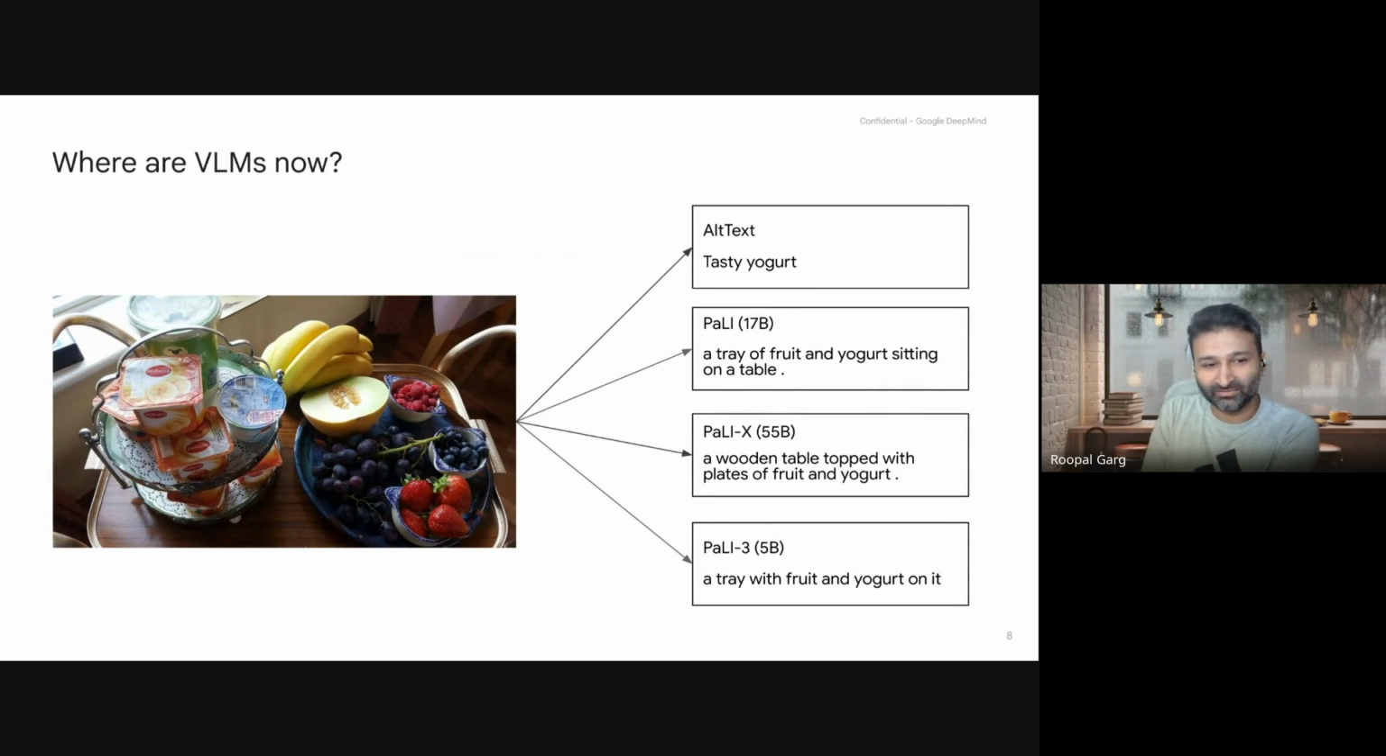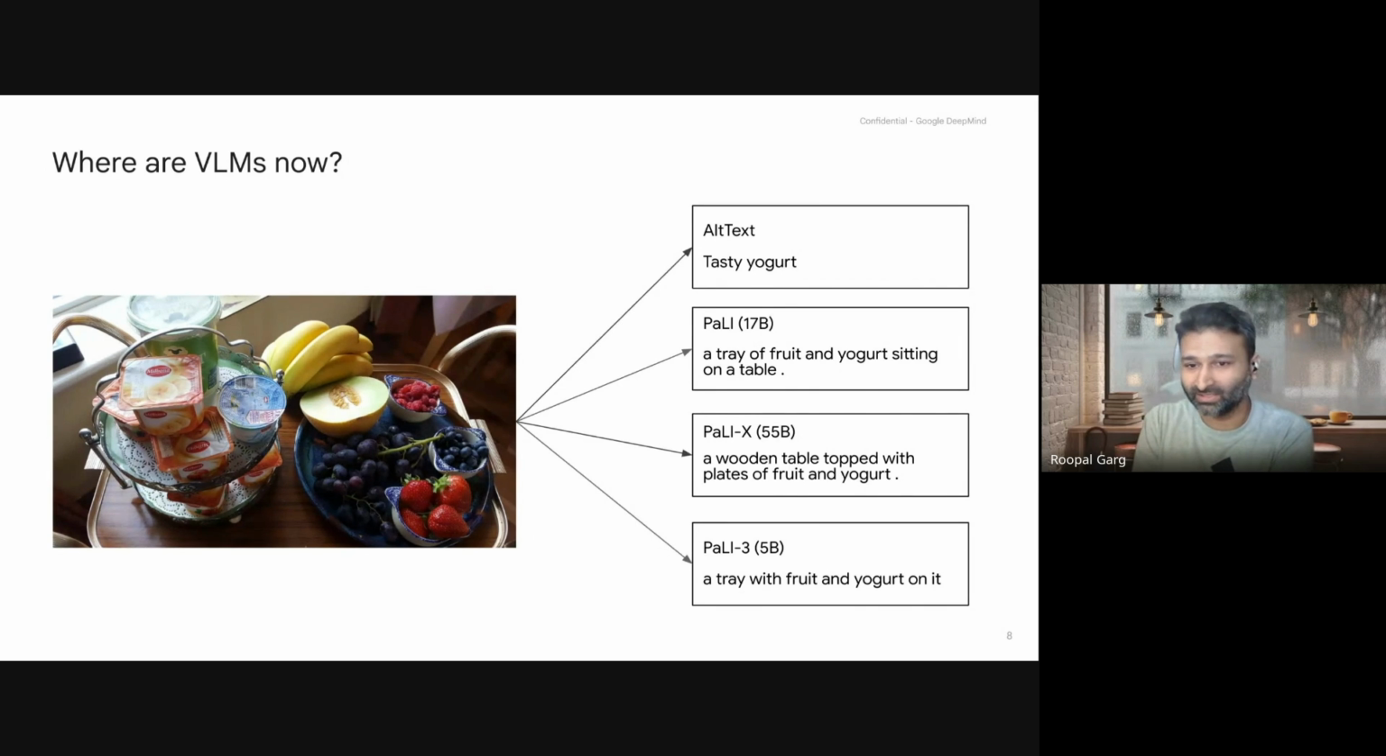We realized that for an image as complex as this, what we had on offer was alt text like "tasty yogurt," and PaLI models ranging from 5B to 55 billion scale giving us a very, very high-level notion of what things are. So we said, okay, this is fine given the kind of data sets we have.